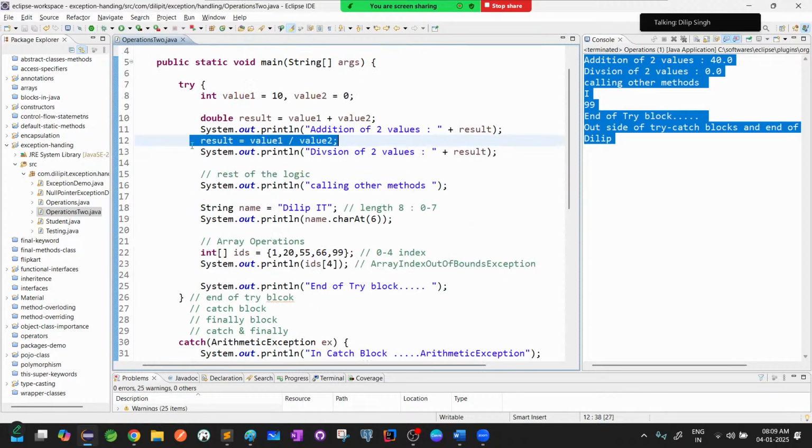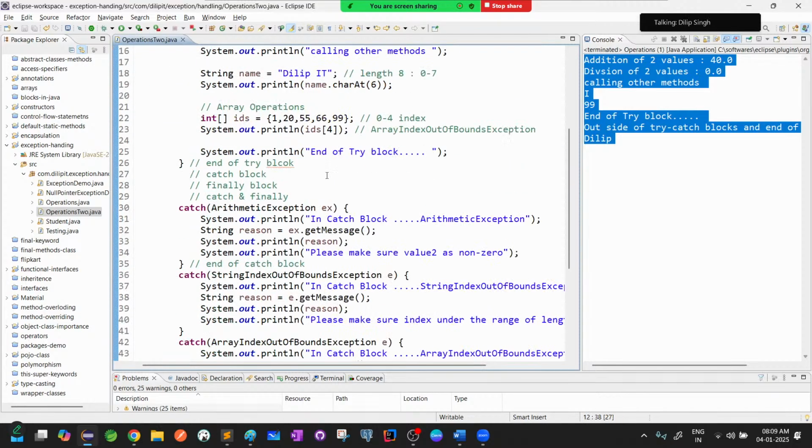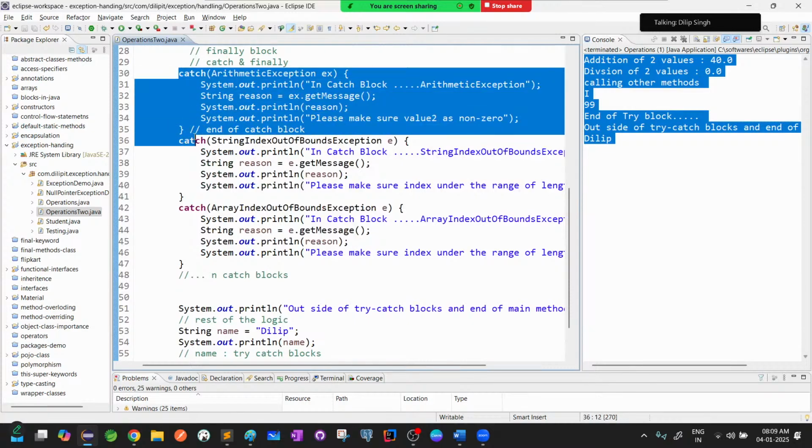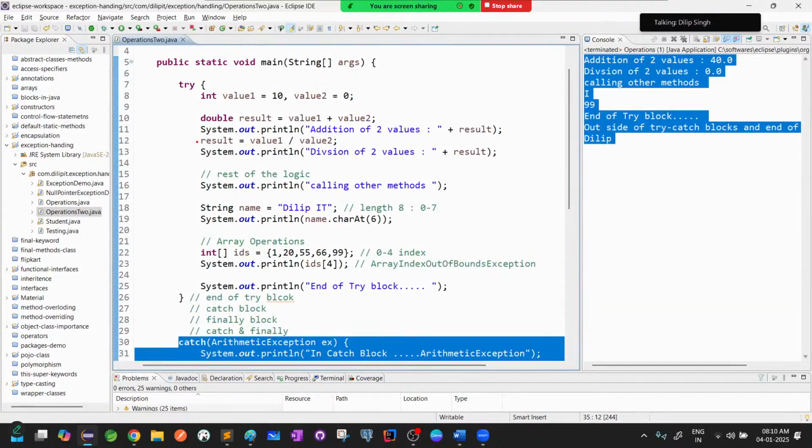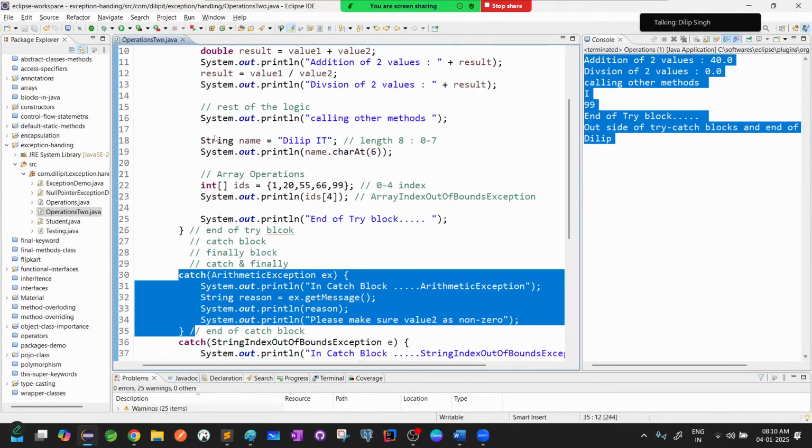So here my point is, the exception comes here, at line number 12, and it found arithmetic exception. It executed lines 30 to 35. And again JVM is not going to come back and execute the rest of the logic. No, once JVM leaves the try block, it will not come back to the same try block once the catch block is executed. It will not happen. That is my point here.